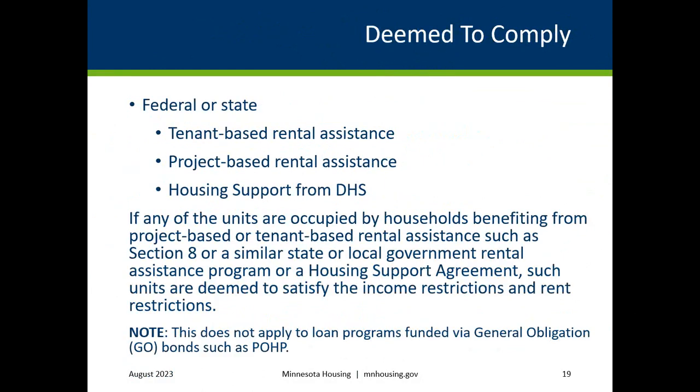Another exception may be for households that receive federal or state project-based or tenant-based rental assistance or housing support from the Minnesota Department of Human Services, commonly referred to as DHS. These households may be deemed to comply with the income restrictions even if their income is over the applicable limit for the loan. Review your Minnesota Housing loan documents carefully to see if they contain this or similar language. Not all do. As noted, this does not apply to loan programs funded with general obligation bonds, such as POP loans. Those loans may have an income restriction or may simply require that assisted units be occupied by a resident of public housing. Review your loan documents carefully.